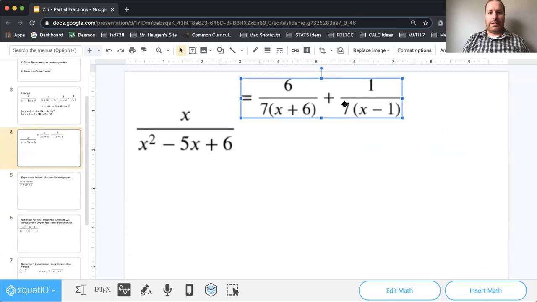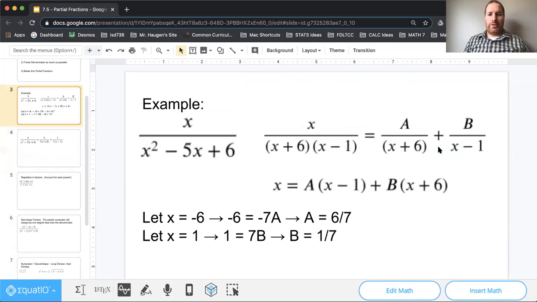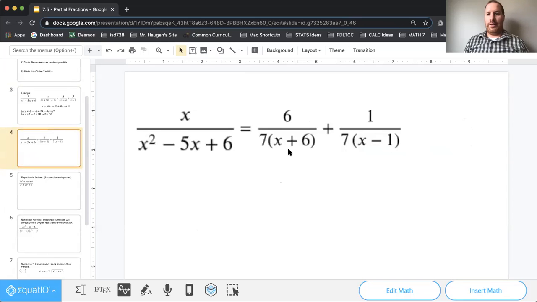And now we've got this into partial fractions. And if we had to do an integral of this, which you will have to do in your homework, it's a lot easier to do the integral here because it's just 6/7 natural log of x plus 6, and 1/7 natural log of x minus 1. So it makes things a lot easier because we can just solve those partial fractions. We can break a fraction apart into its pieces in that case. That's how we can do that.